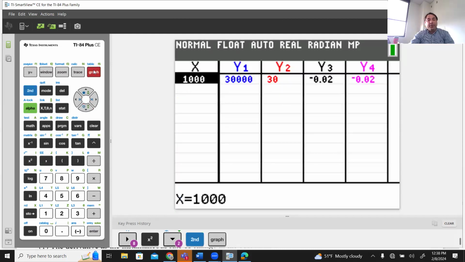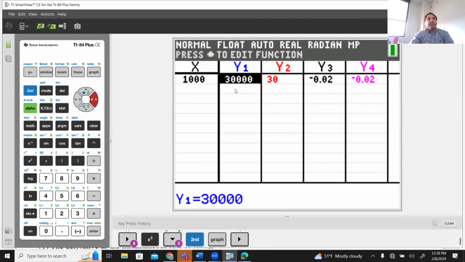When I go to the table, we're going to talk about everything. Ready? One at a time. What does 1,000 represent? 1,000 dictionaries. What does 30,000 represent? Total cost. What does Y2, $30 represent? Average cost. Now hold on, let's stop there. I've produced 1,000 dictionaries. My total cost is 30,000. On average, the cost per dictionary is $30 each.